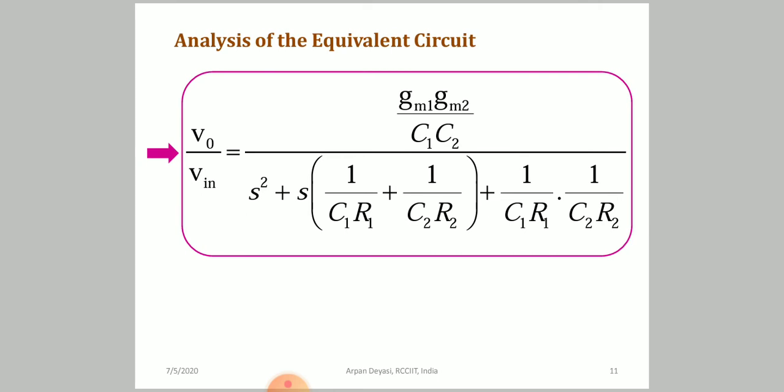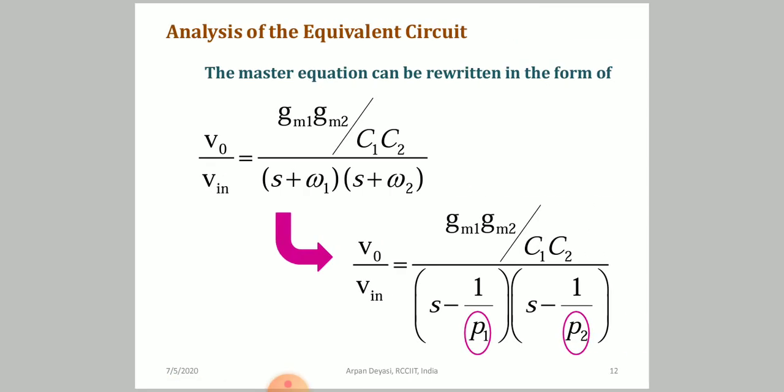And naturally I am getting the transfer function in this big box. It's a simple equation, but I represent it in this format so that you will see the similarity. And what is that? s multiplied by, say, 2 parameters alpha plus beta, and the constant part is exactly the product of those parameters, alpha into beta. And what are these? They are 1 by C1R1 and 1 by C2R2. So these are the 2 parameters. And so V0 by Vin is gm1 gm2 by C1 C2 divided by (s plus omega 1) and (s plus omega 2).